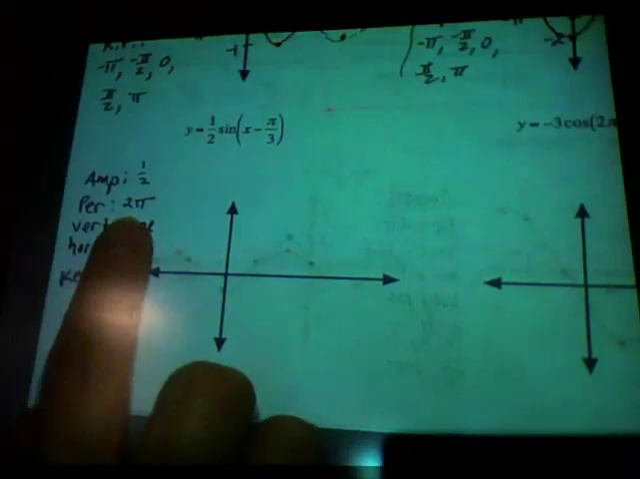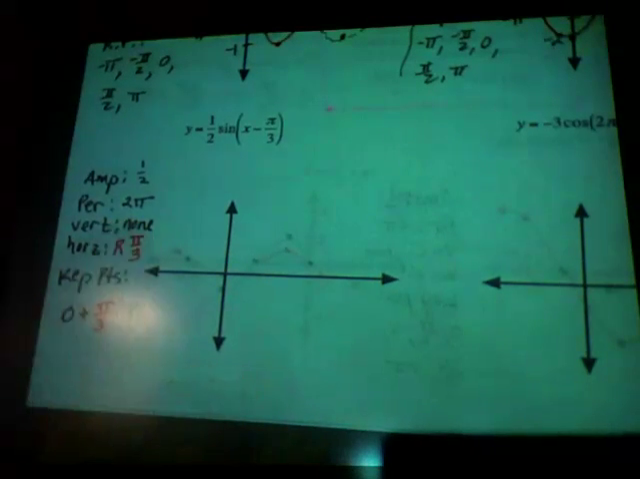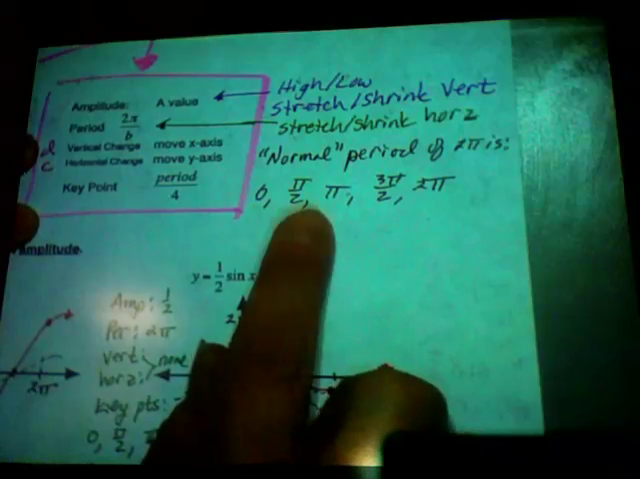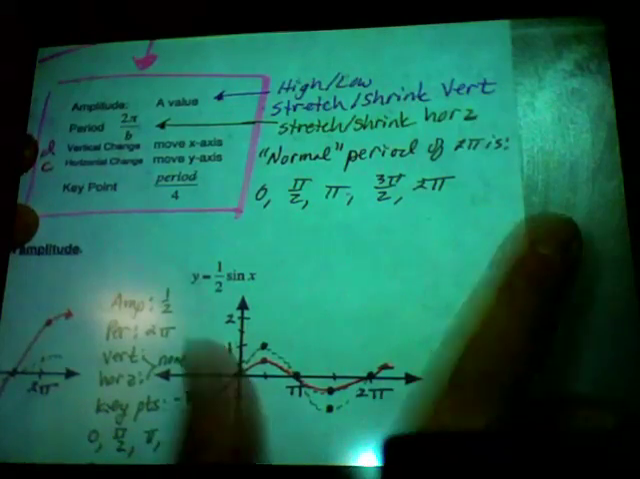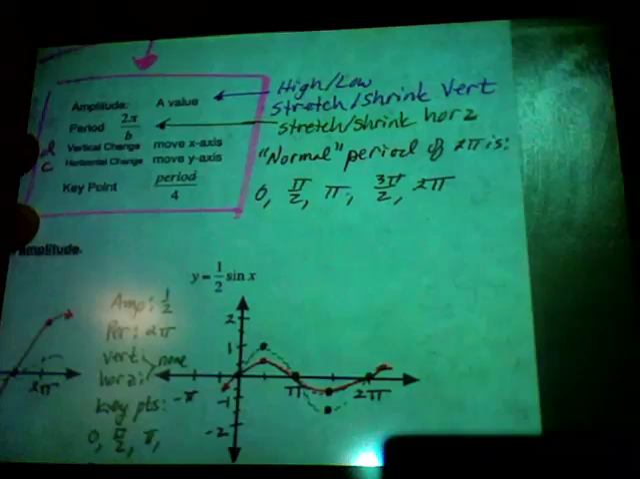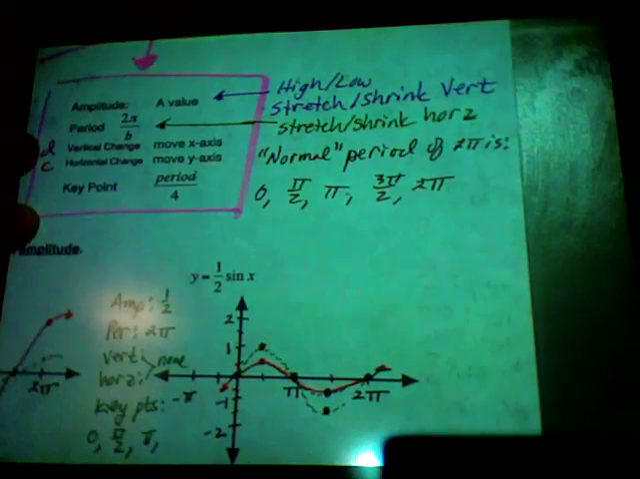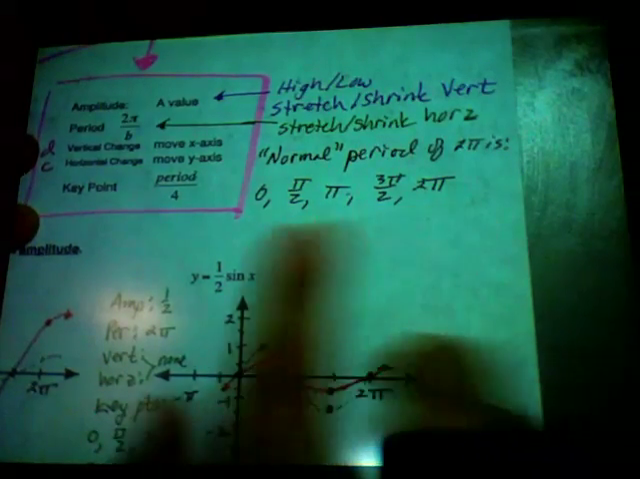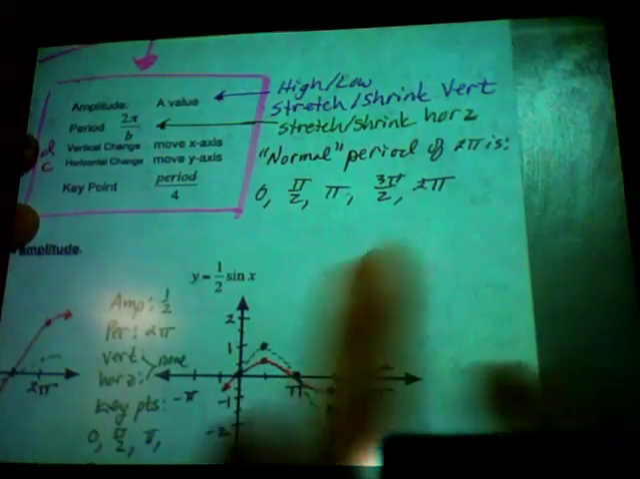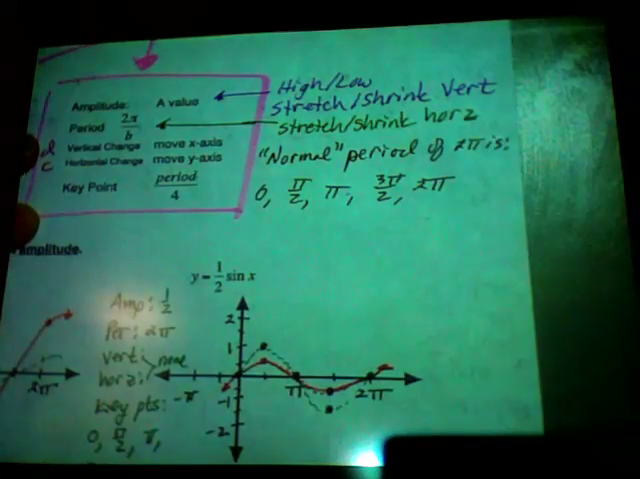But because my period has not changed, and every hash mark in my period has to go by pi over 2, right? So I could take each of the normal key points. So if you look over here, remember these normal key points here? I could take each of these and add pi over 3 to them, because essentially I'm moving each one of them pi over 3. So that's one option that you could do. So are you changing it based off of the normal ones? Yes. I'm always looking at, those are my starting points, so to speak. And so all of those, I could add pi over 3 to.